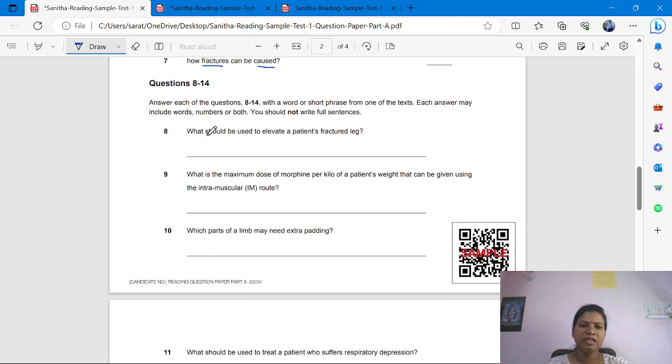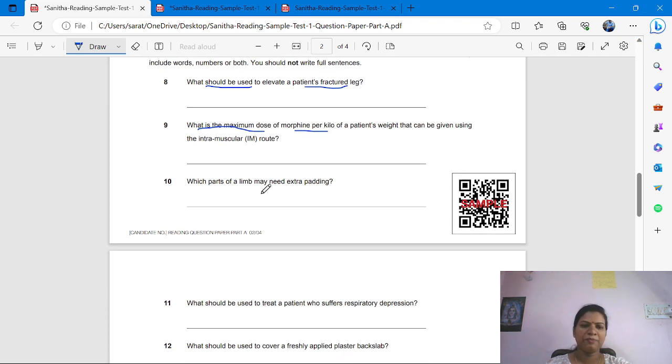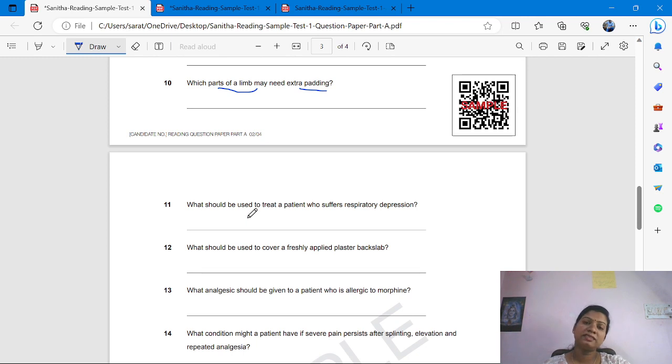Second, what should be used to elevate the patient's fractured leg? What is the maximum dose of morphine per kilo? Maximum, that is the question, okay? Which parts of the limb may need extra padding? You have to put some stress on reading the questions, then you can understand very easily, okay?